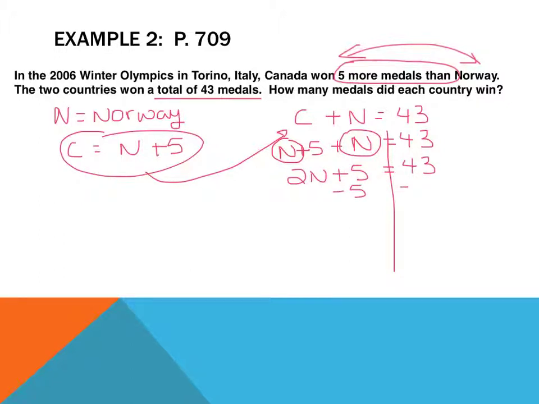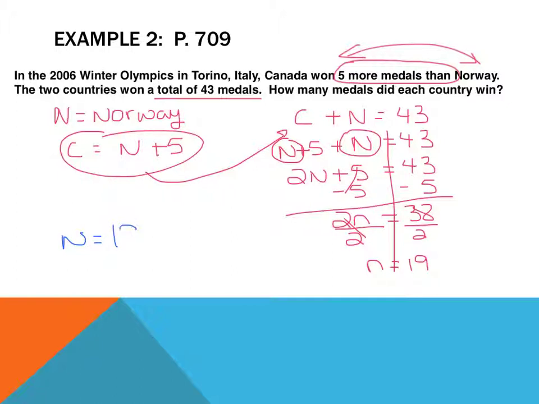Then I can subtract 5 from both sides. So I get 2n equals 38. Divide by 2. So n equals 19. Well, we want each country. So if Norway won 19 medals, and we know that they both won a total of 43, then 43 minus 19 is 24. So Canada won 24 medals.